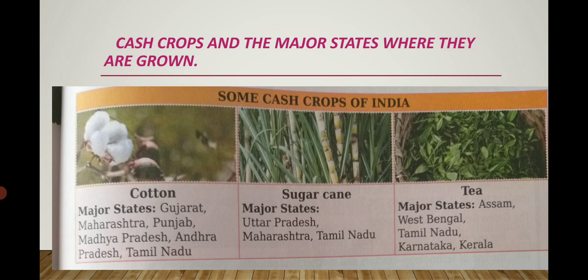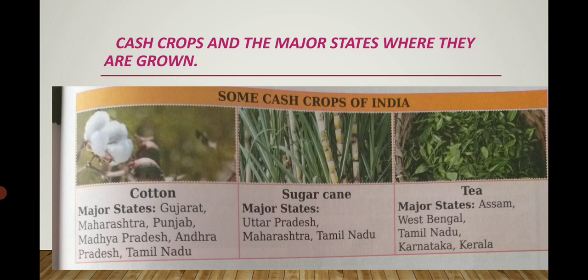Now we will discuss the cash crops and the major states where they are grown. So some cash crops of India. First let's discuss cotton. The major states where cotton is produced are Gujarat, Maharashtra, Punjab, Madhya Pradesh, Andhra Pradesh, and Tamil Nadu.